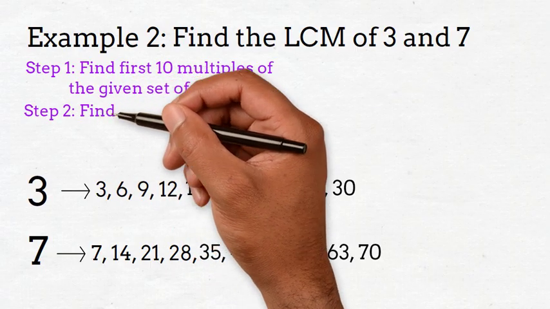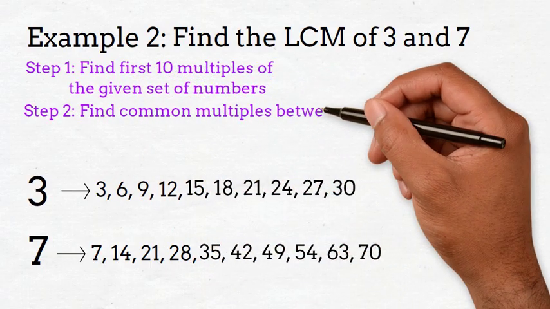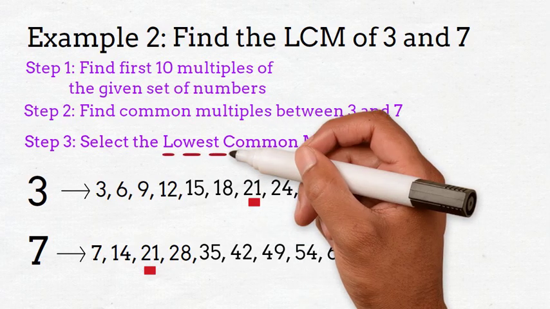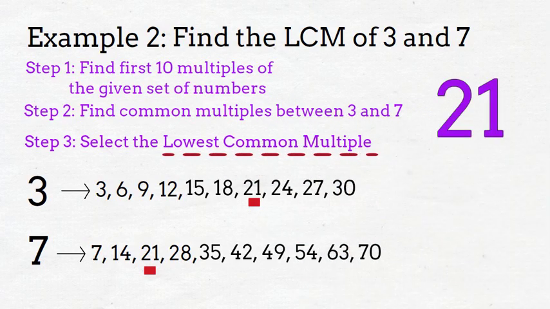Now we can move on to step 2 and find the common multiples between 3 and 7. The only one here is 21. Therefore, the lowest common multiple of 3 and 7 is 21.